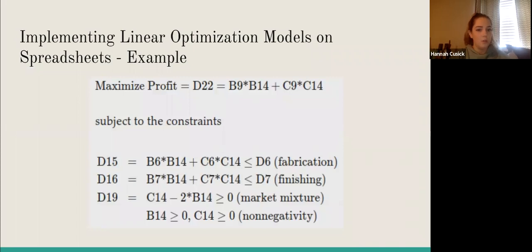So here on the screen, I just have the different constraints that were included in that Excel model. And it includes all individual constraints for fabrication, finishing, market mixture, and non-negativity.